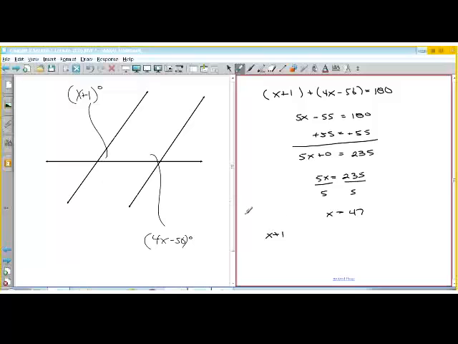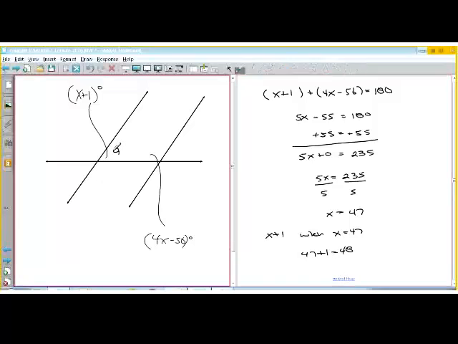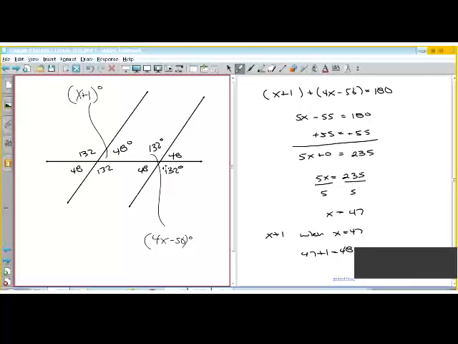Again, that's not the final answer. The final answer for the small angle is x plus 1 when x equals 47. So 47 plus 1 equals 48. So this angle is 48 degrees. Therefore, this one is 132 degrees. They have to add together to be 180. And then likewise, all these other ones. This is 132, this is 48, 132, 48, 132.